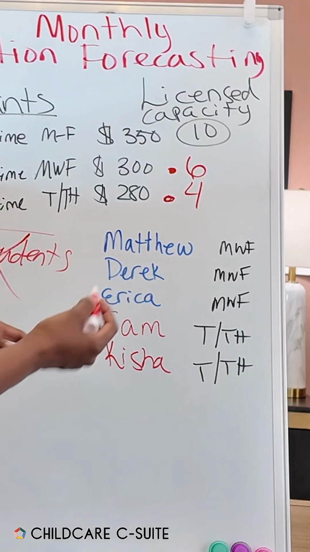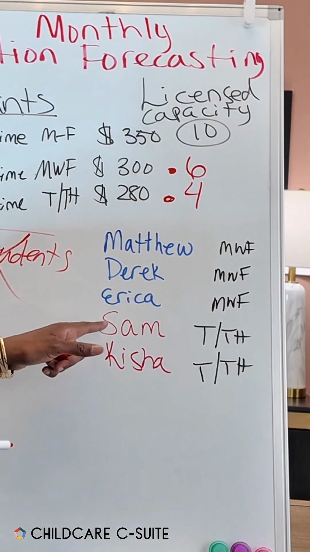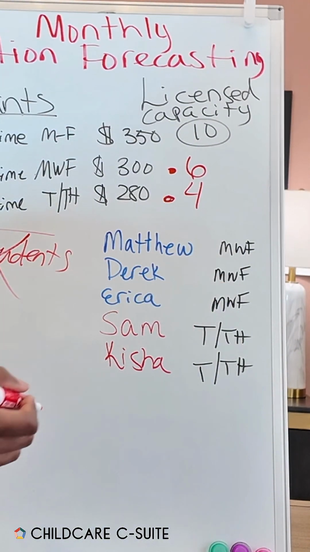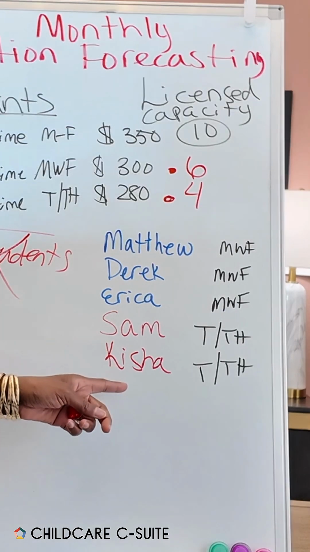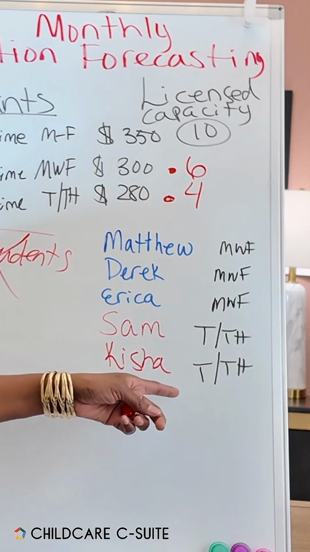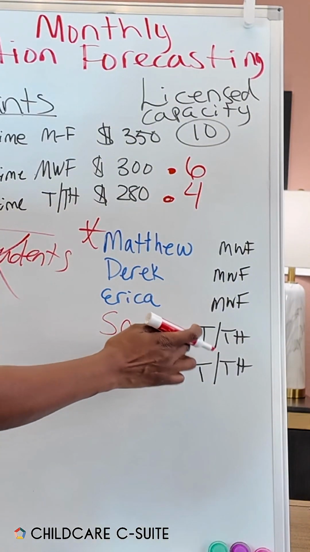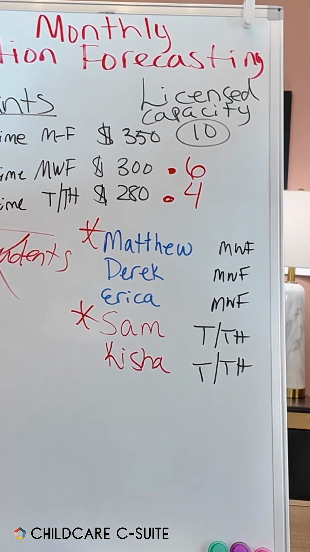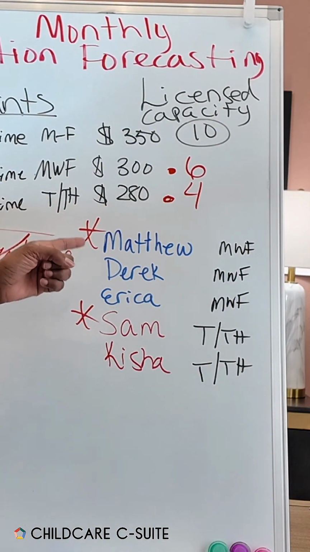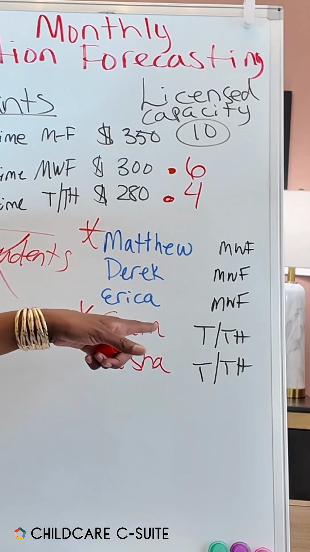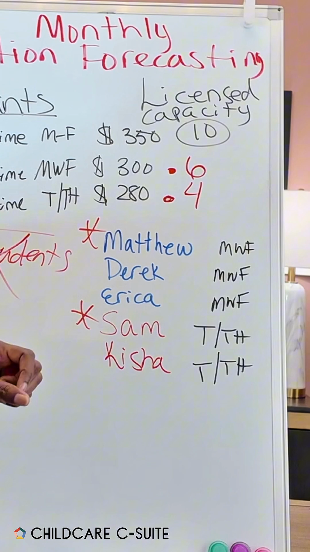Okay, Matthew, Derek, and Erica, they are 3 babies who come to me Monday, Wednesday, and Friday. Sam and Keisha, they come on Tuesdays and Thursdays. So Matthew is a match with Sam. So when Matthew comes on Monday, Wednesday, and Friday, Sam stays home. And Sam will come on Tuesdays and Thursdays, and Matthew stays home.